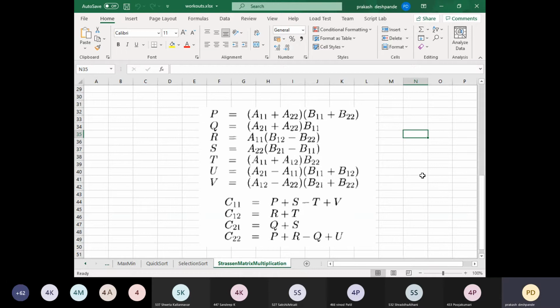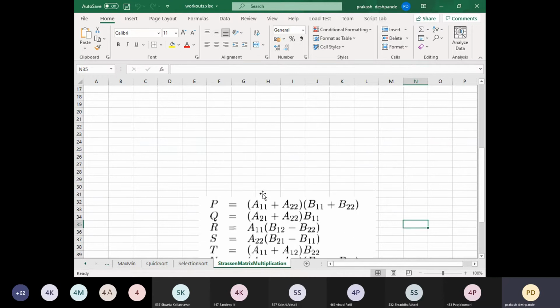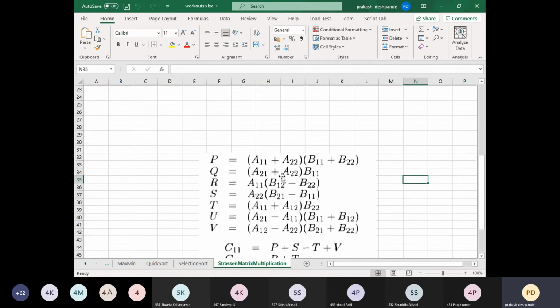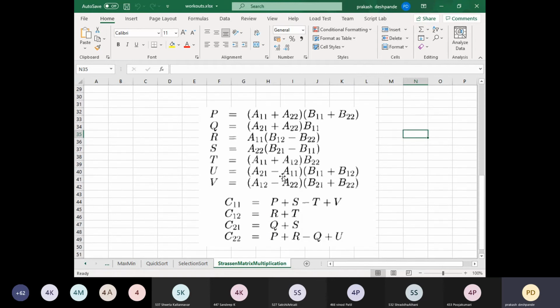If you want to try it out at home, you can take any 2 cross 2 matrices and try to work it out. Calculate using this, and also calculate using the traditional method, and see whether you are getting the same results or not. You should get the same results, and you will. Okay, is that fine? Yes, sir.